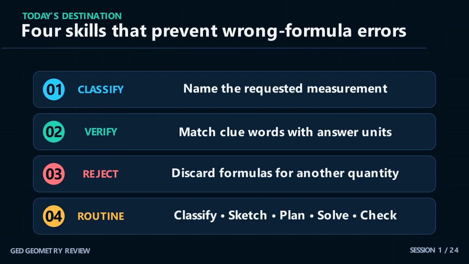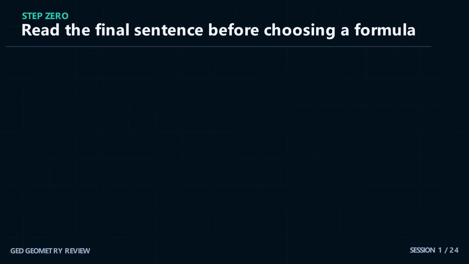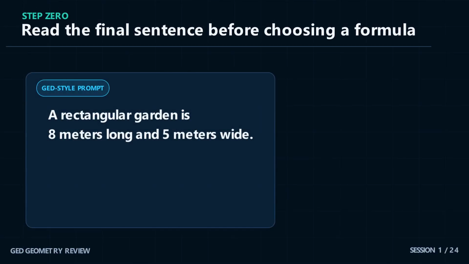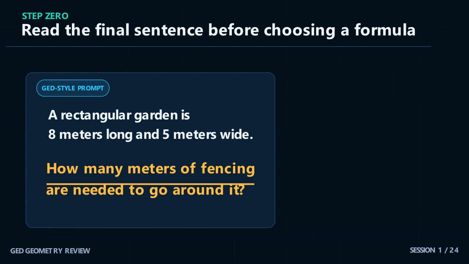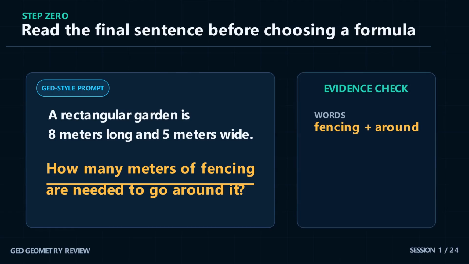That first decision often matters more than the arithmetic. Start with the final sentence. Here is an example. A rectangular garden is 8 meters long and 5 meters wide. The question asks, how many meters of fencing are needed to go around it? Listen for the clue words, fencing and around. Both clues point to the boundary. Now check the unit. The answer will be in meters. Meters measure length. The clue words and the unit agree.